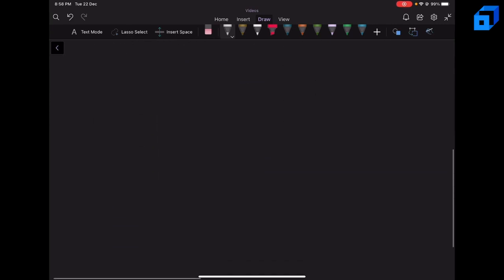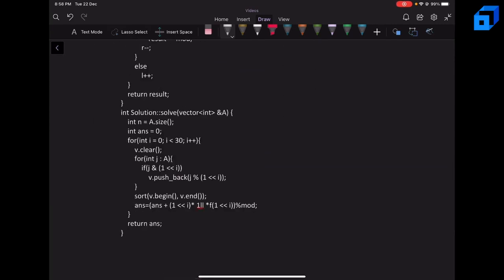So let's look at the code to make it more clear. So we assign n as a dot size. Now we assign answer as 0. We'll iterate over all the bits. That is, we'll iterate from 0 to 30 because there can be at most 30 bits. Now we use the vector in which we store the numbers. So we clear it. Now we will iterate over the array.